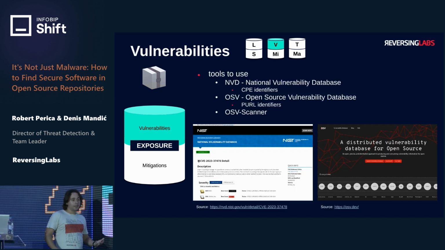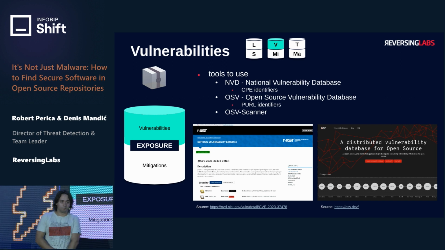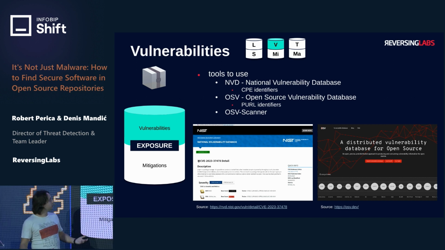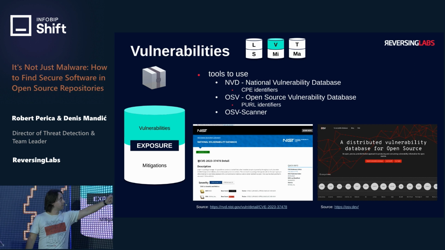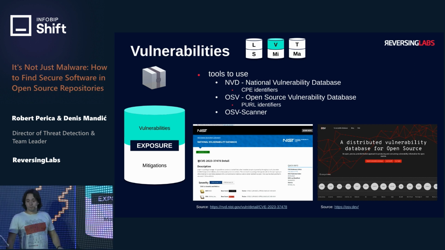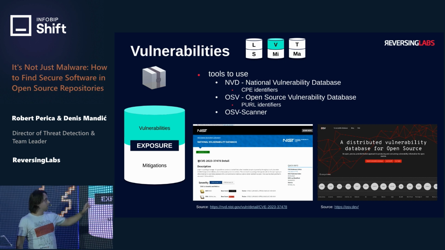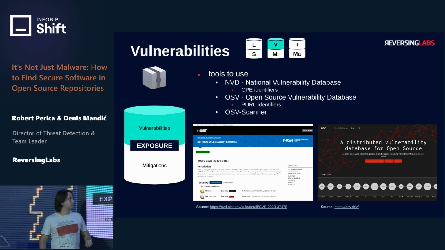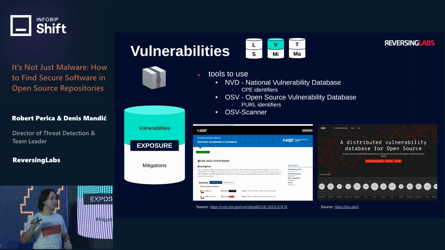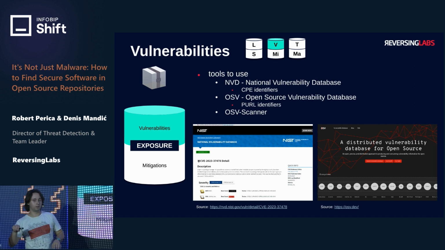So once again, where can you find all this information? How do you get to the known vulnerabilities? There's the National Vulnerability Database. You will have most of the information about vulnerabilities there. And also, Google has its own project, its open source vulnerability database. It contains very specific repository information.